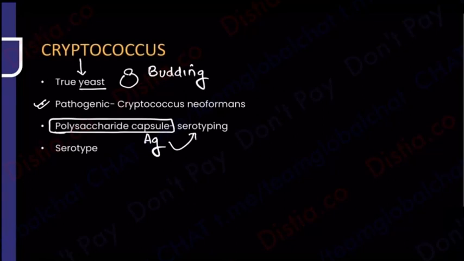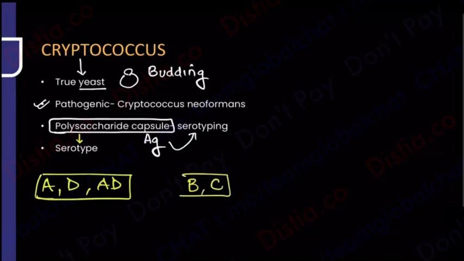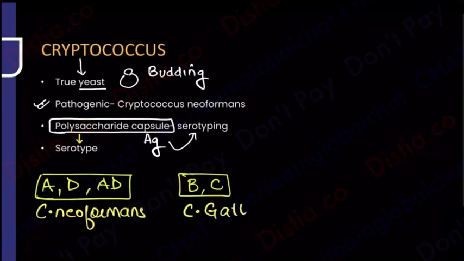So what are the different serotypes on the basis of capsule that I know? Earlier they used to just write it in the books as ABCD and a hybrid known as AD. But now I'm going to change that a little. I am going to write A, D and that hybrid AD together, whereas B and C I'm going to write in a separate version. Why is that so? Because A, D and AD come under Cryptococcus neoformans, and B and C come under the next one, and that is Cryptococcus gattii.